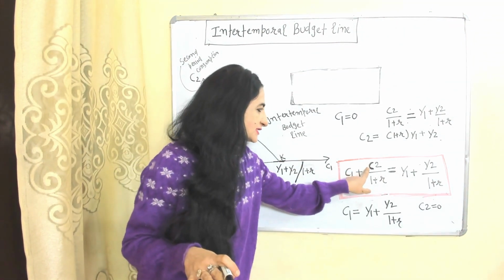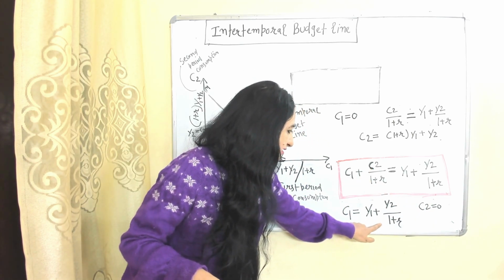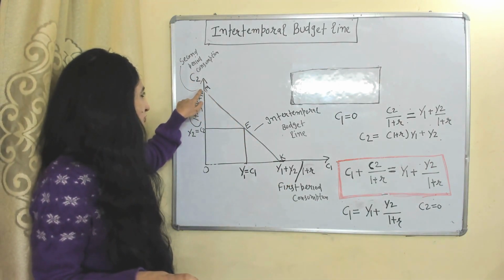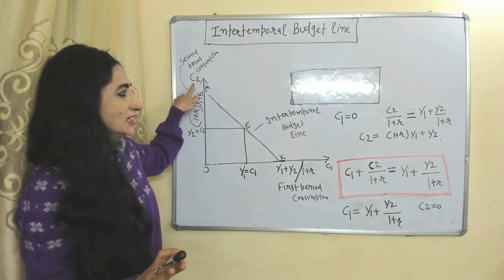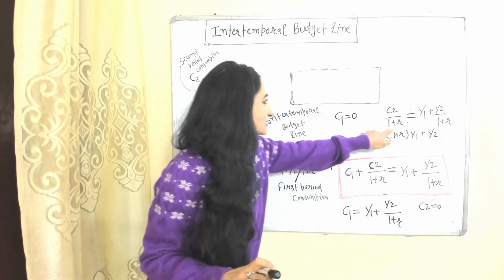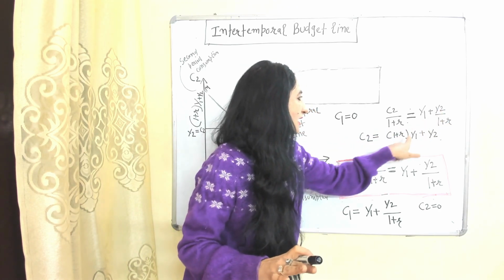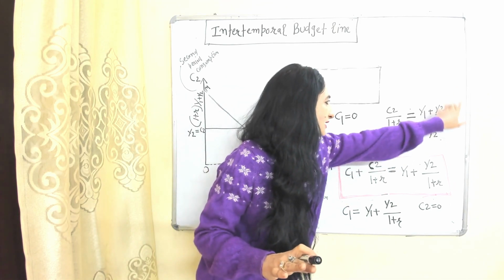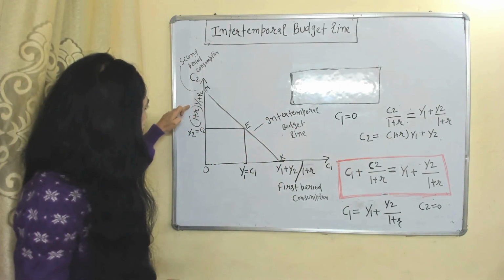If in place of C2 we put 0, then our equation will look like this. The same equation we write here. Point M shows our C1 is 0, because we are just talking about C2. If in this equation, in place of C1, we put 0, then our equation will look like this. 1 plus R will go there and it will look like this, Y1 into 1 plus R, and this 1 plus R will cancel out. Here you can see this same equation we write here.